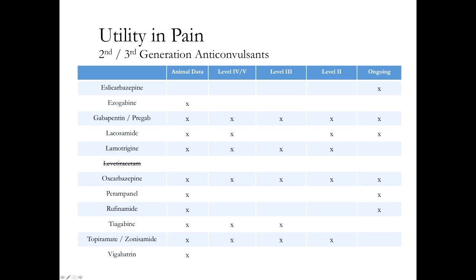A relatively newer anticonvulsant called lacosamide does. Lamotrigine does, although some of its data is conflicting. Oxcarbazepine does. And topiramate and zonisamide do. So these are the anticonvulsants that I tend to use in clinical practice the most. I'm really excited about perampanel. As you probably learned already in your epilepsy lecture, that is a selective AMPA antagonist, and I'm really excited to see how that pans out in the pain management world.